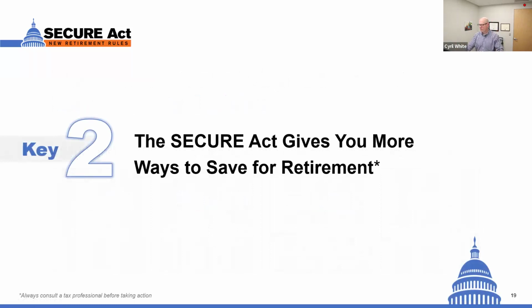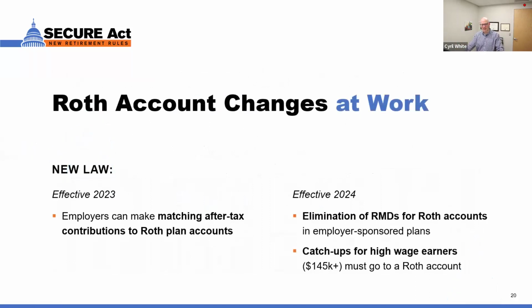Key number 2 of the Secure Act is it gives you more ways to save for retirement. How does it do that? A lot of changes regarding Roth accounts, which we already discussed, in work-sponsored or employer-sponsored plans. The new law, starting last year, employers can make matching contributions to the Roth part of a 401k plan, which prior to the Secure Act, they could only make the matching contribution to the traditional, and you had to transfer your contributions to your Roth if you wanted them to be in the Roth. In this year, as we already discussed, they're eliminating required minimum distributions for Roth accounts in employer-sponsored plans, and they're making a catch-up for high wage earners must go into a Roth account, which we've already discussed.